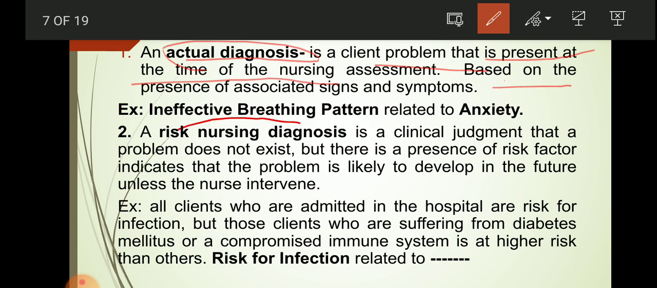For example, ineffective breathing pattern related to anxiety. So, mga ganitong pattern, problem related to anxiety, mauna ato ang etiology. Nganong nagkaroon man siya ng problema yung breathing pattern? Okay? It's because she or he is suffering from anxiety. So, that's it. That is what we call actual diagnosis. So, I hope, guys, na makuha ninyo.